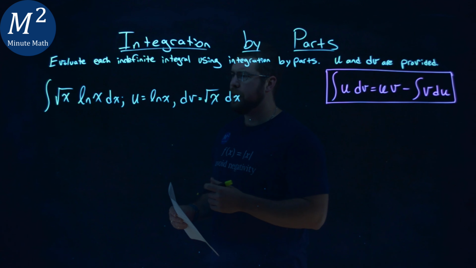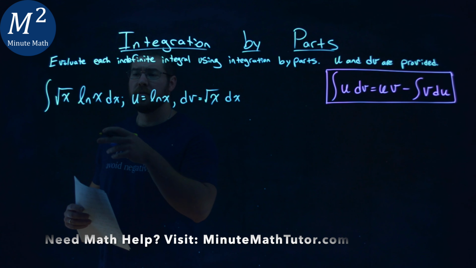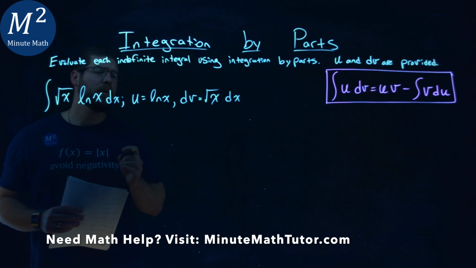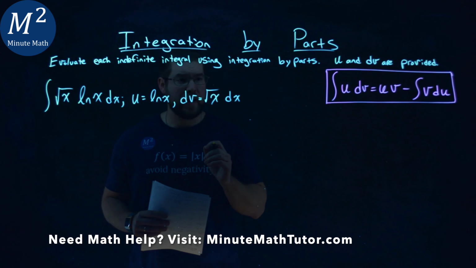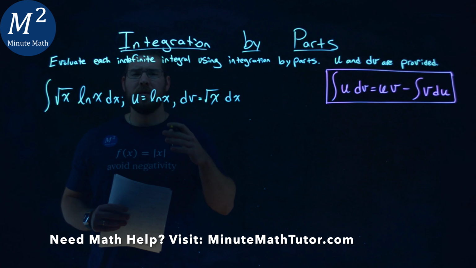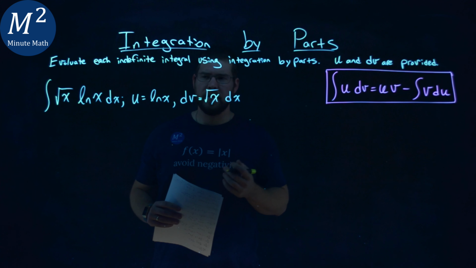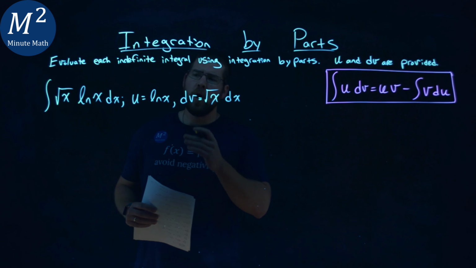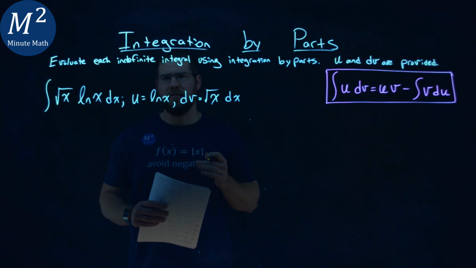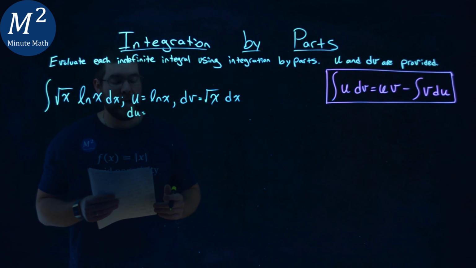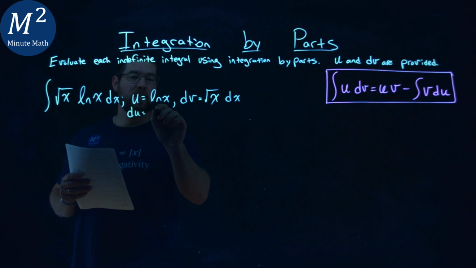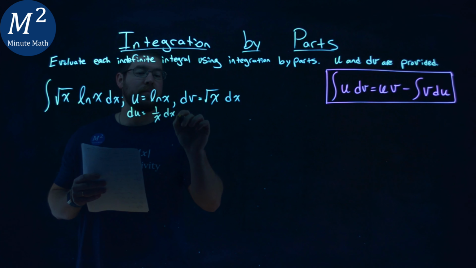We're given this problem right here, the integral of the square root of x, natural log of x dx. And we're given a u value of natural log of x and a dv value of the square root of x dx. And we have to evaluate this indefinite integral using integration by parts. Now we're already given a u and our dv value to use here. So let's go find our du value first. Natural log of x, the derivative of that is 1 over x dx.